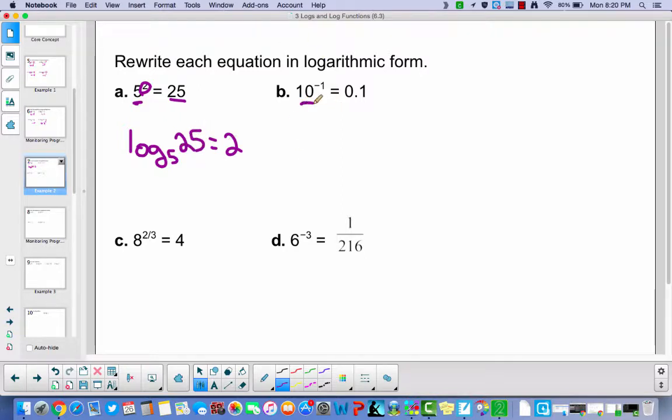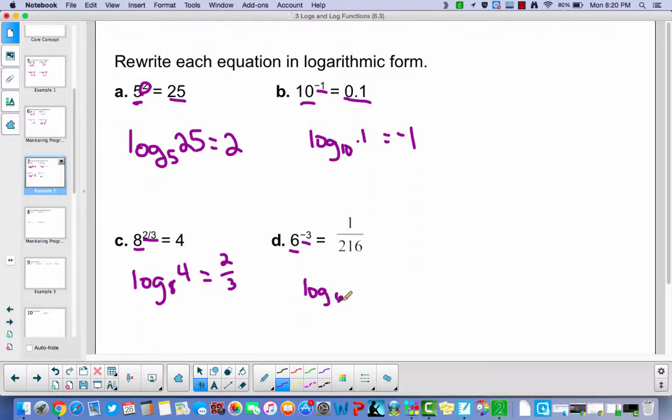Again, here is my base, here is my exponent. So I have log base 10. That's my exponent. This is what I have to be taking the log of. Again, here is my base. Here is my exponent. The base becomes the base for my log. The exponent becomes what it's equal to. Here is what I'm taking the log of. Here's my base. Here's my exponent.